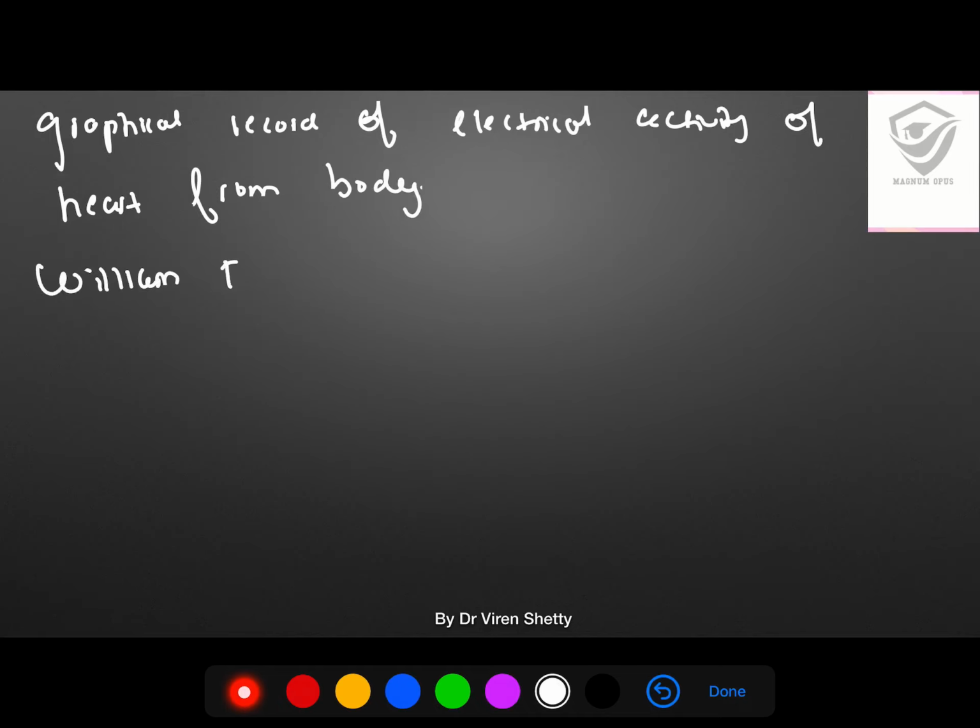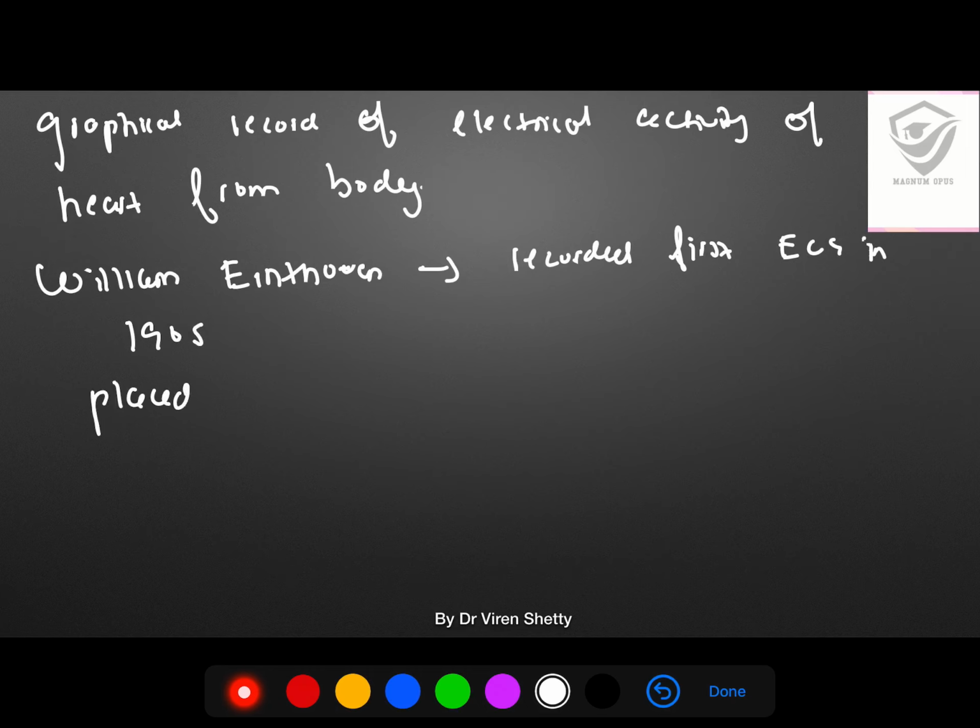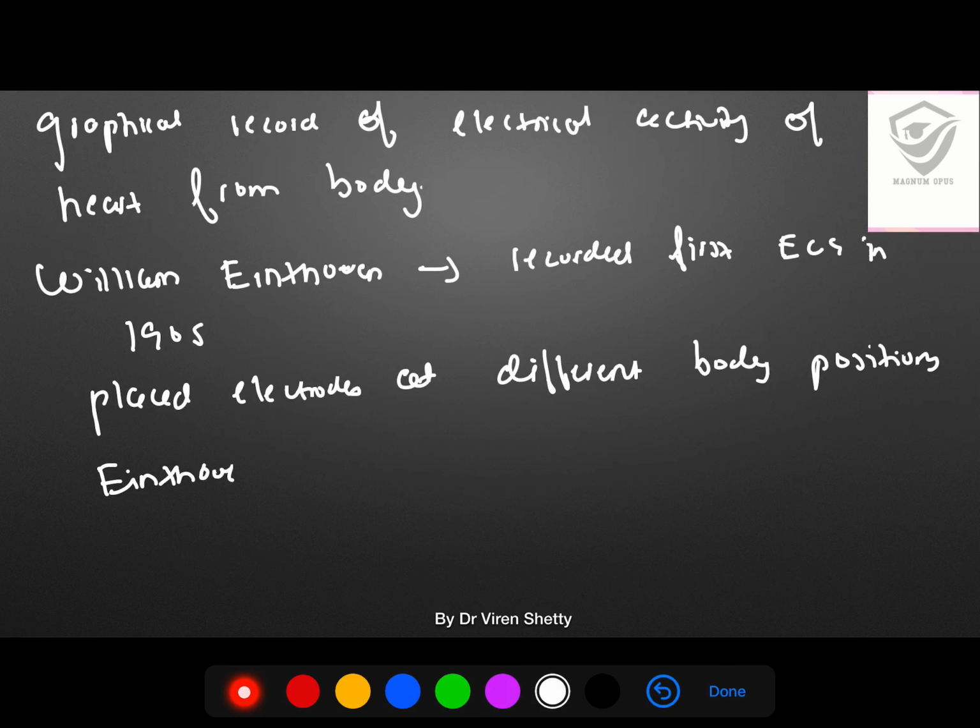William Einthoven recorded the first ECG in 1905. What did he do? He placed electrodes at different body positions. So Einthoven created the three bipolar leads.